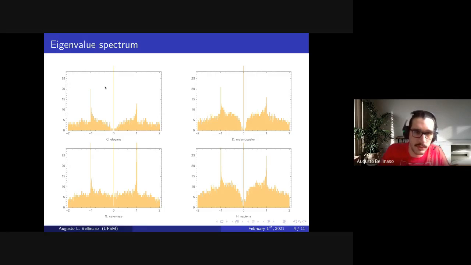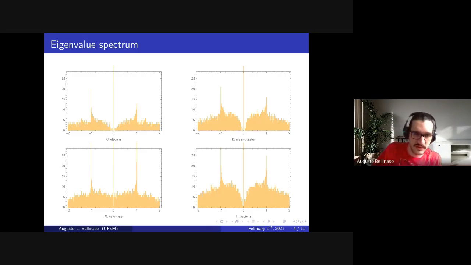So we have this high degeneracy at 0, which represents the duplication of nodes in a network. We also have some degeneracy at the -1 and 1 eigenvalues that are related to the presence of small subgraphs in the network. So we have small clusters in the network that are responsible for specific functions inside the organism.